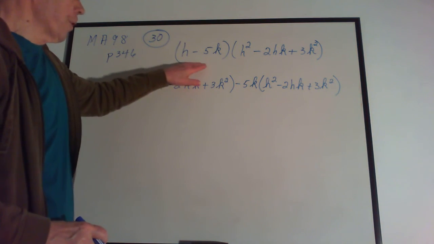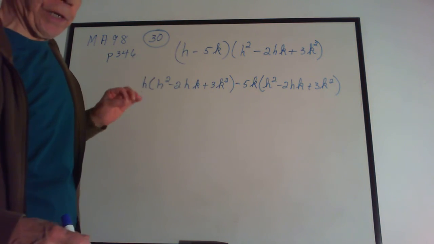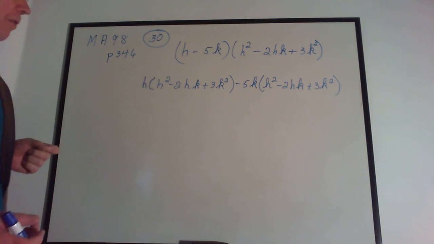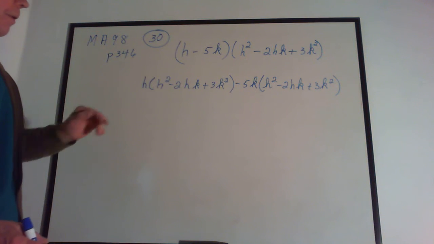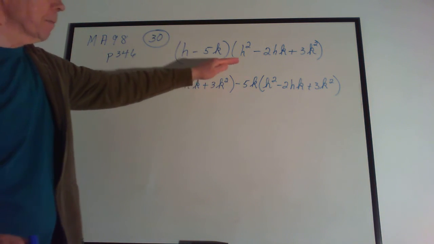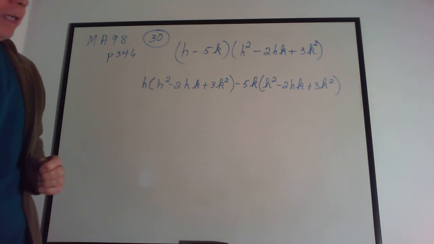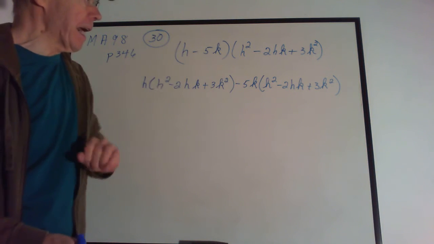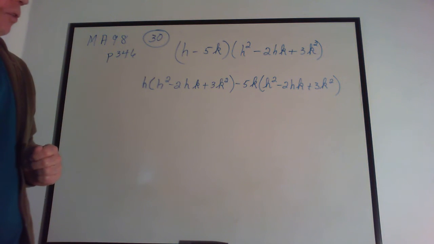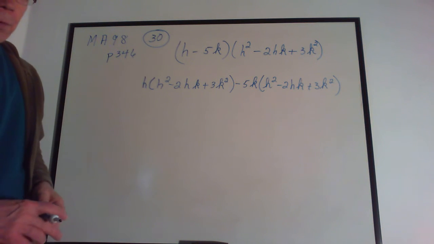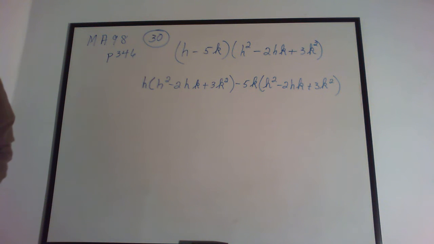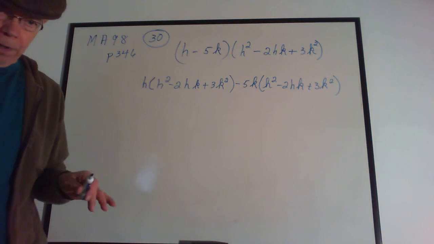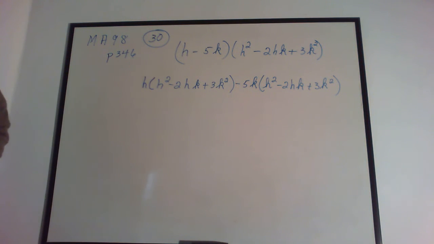All right, number 30. You have to understand what math is asking you to do. It's saying to you multiply everything inside the second set of parentheses by h, then multiply everything inside the second set of parentheses by minus 5k. All right, so go ahead and do that. Pause the video. I'll do it on the board, and you can check your work after you're done. It's very important that you pause the video and do the work.